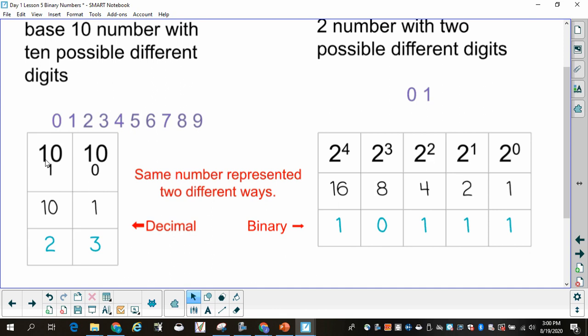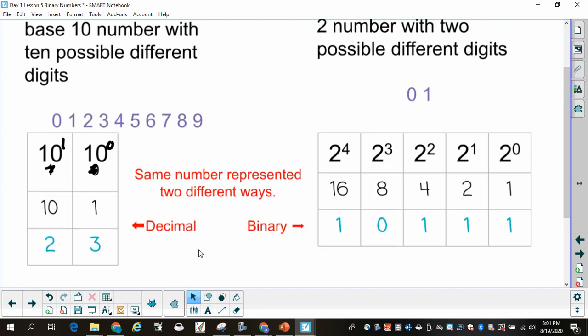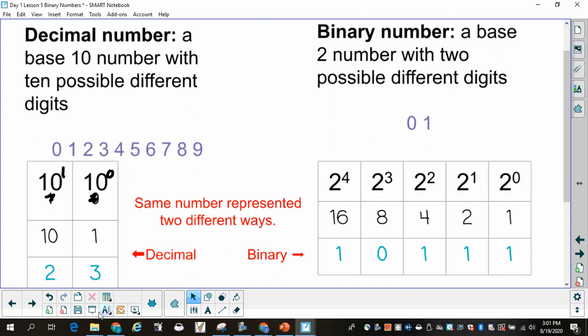Okay? So we've got 10s and 1s. This came out weird. I know why it looks strange. This should be 10 to the first power and 10 to the 0 power. I don't know what happened. It must have just shrunk it. But 10 to the 1 is 10, 10 to the 0 is 1. So if we have 2 of these and 3 of these, you get 23. Here, same value. We have 16 and 4, that's 20, plus 2 more is 22, plus 1 more is 23. 23 is the same thing as 1 0 1 1 1 in base 2. Same number or value represented in two different ways, base 10 and binary.